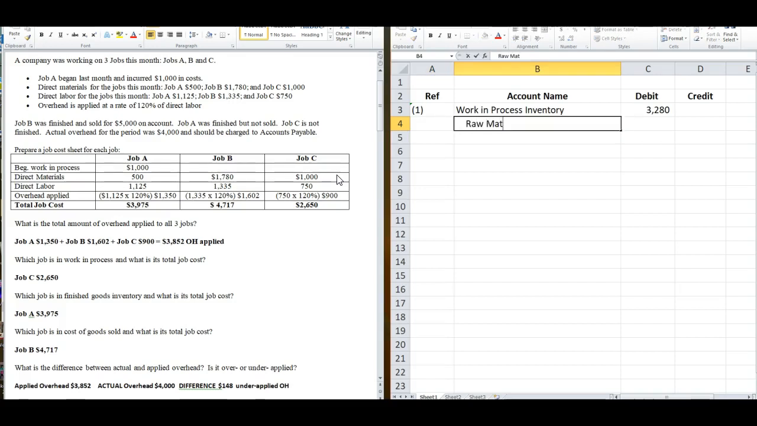Direct materials come out of raw materials inventory. You notice there is not an account called direct materials, right? Because that's a concept of what it is, not where it comes from.